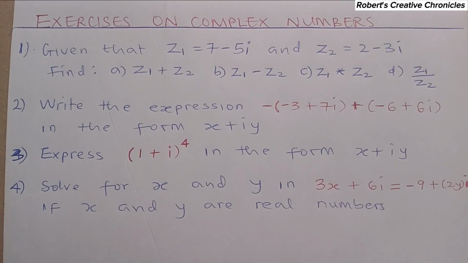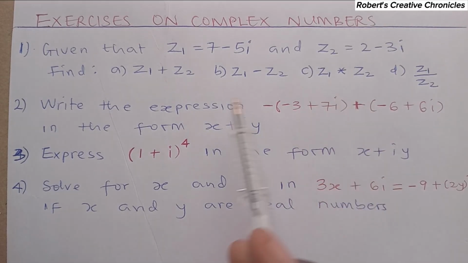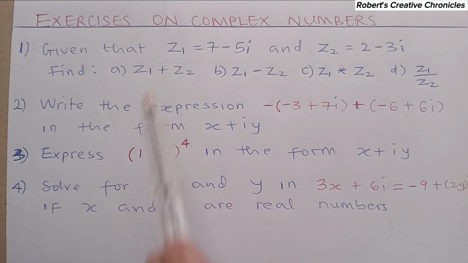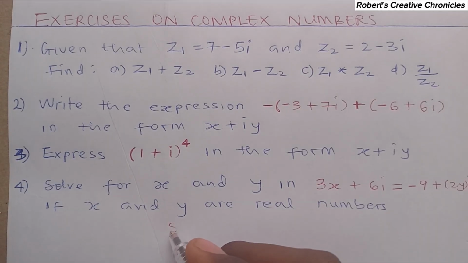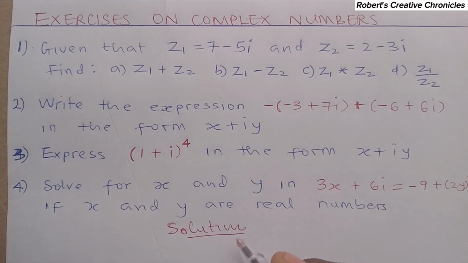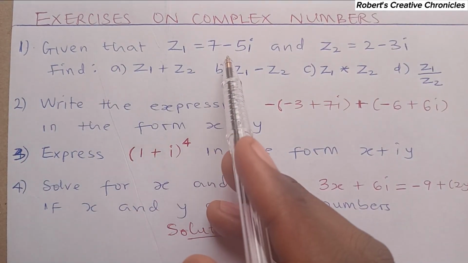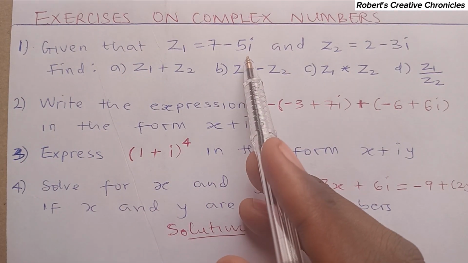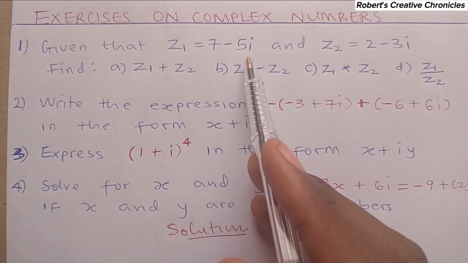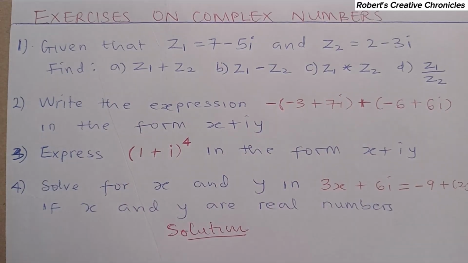So today, we'll be solving these exercises on complex numbers. We'll start with the first one. So, solution. The first one: given that z1 is 7 minus 5i, and z2 is 2 minus 3i. Find z1 plus z2.